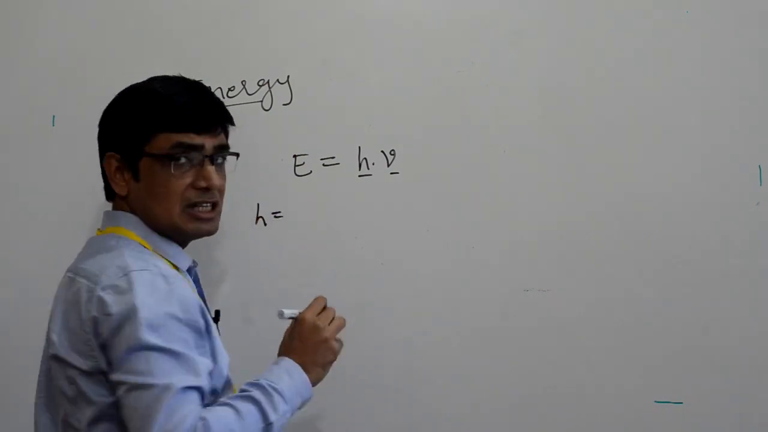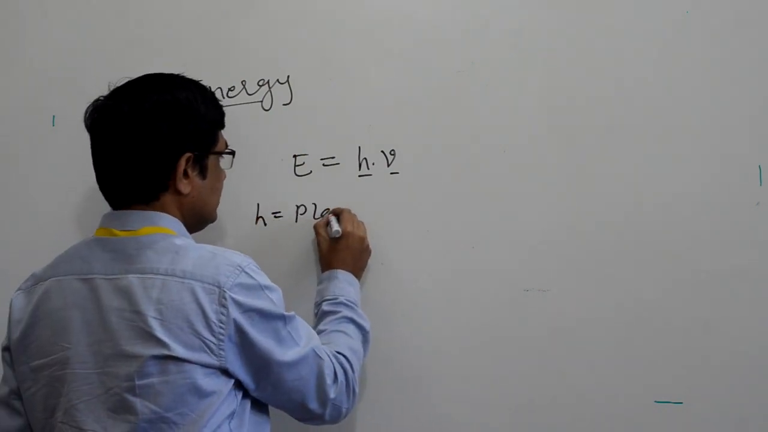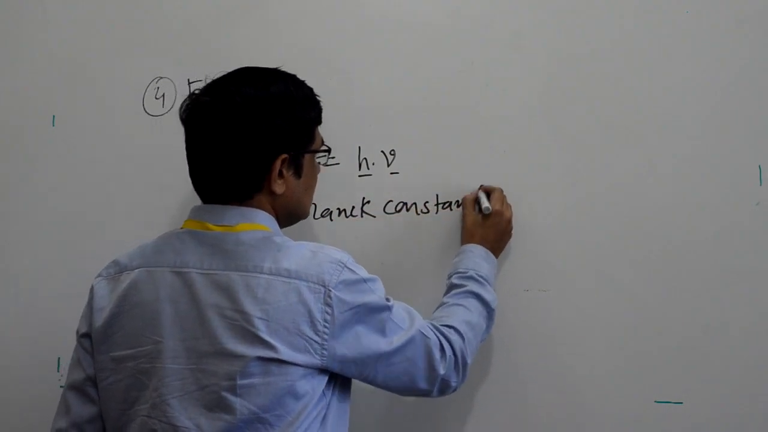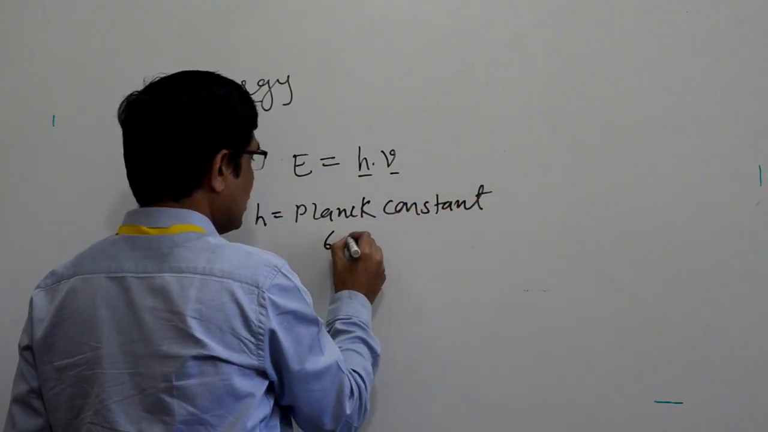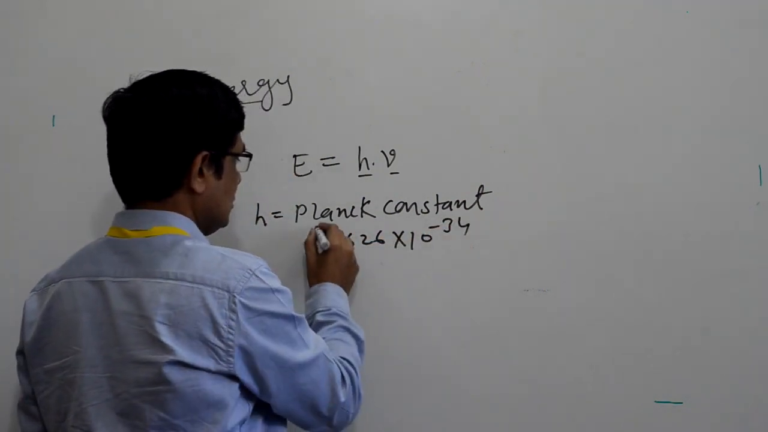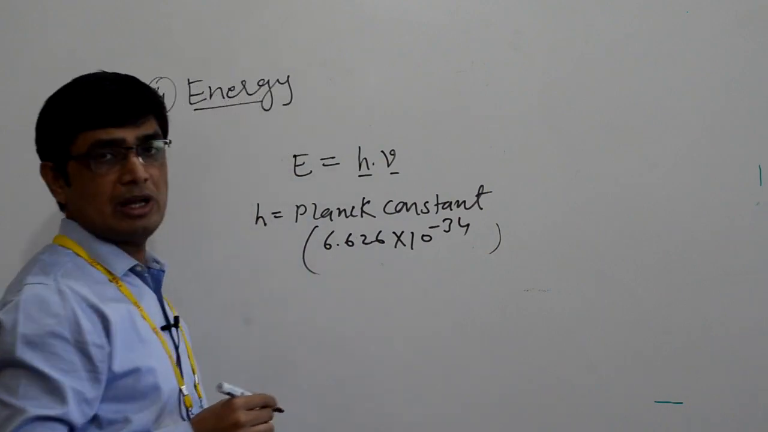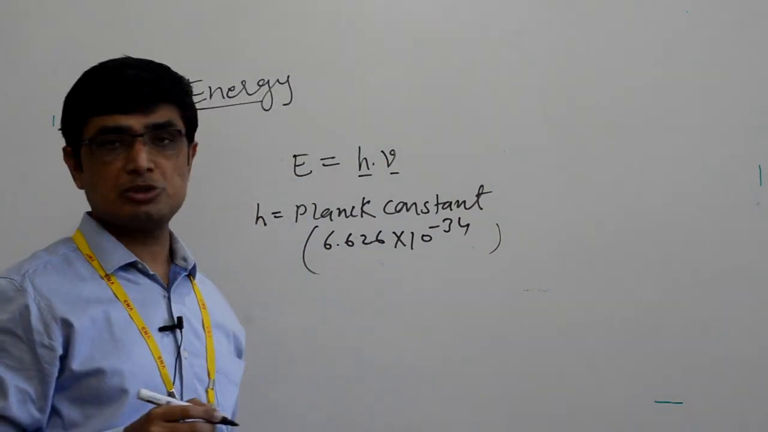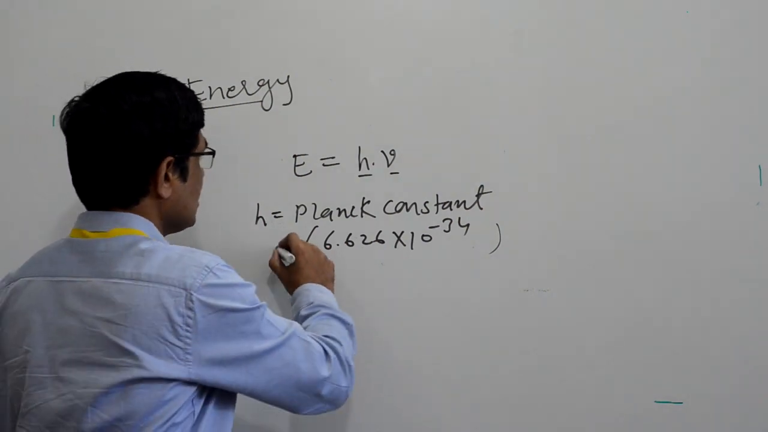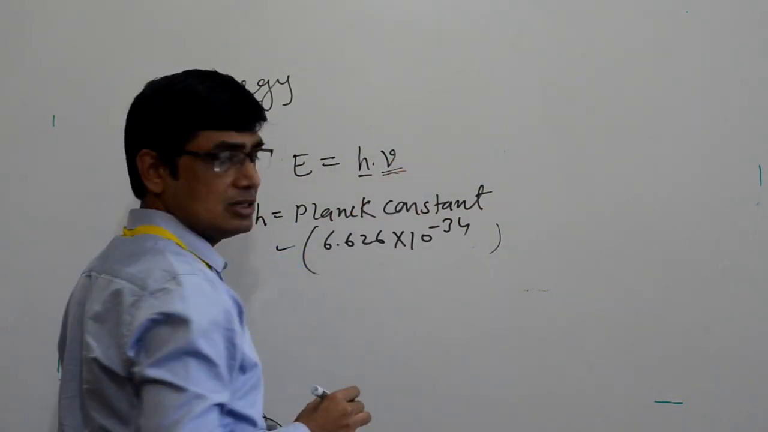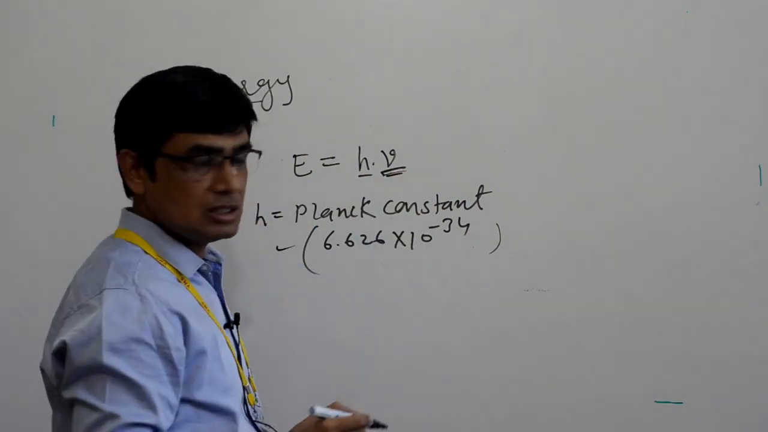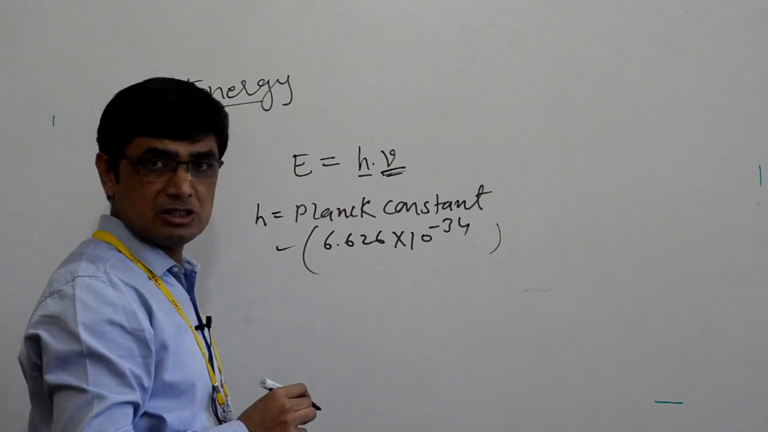h is the Planck constant. The value of the Planck constant is 6.626 times 10 to the power minus 34. And for the frequency, we can see that the frequency of light is directly proportional to the energy.